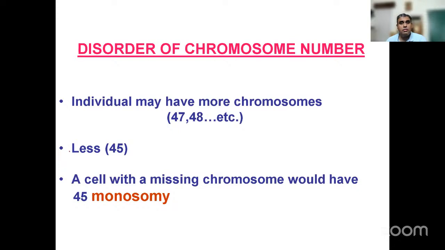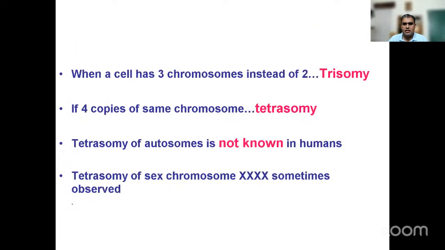Disorders in chromosome number, so there was number, structure and different cell lines. Let us start with the number. So individuals may have more chromosomes or fewer chromosomes. A cell with a missing chromosome would have 45 chromosomes, monosomy. So you can understand the whole number has changed. Simple as that. Some terminologies of how we use it, like we have Down syndrome, Patau syndrome, all that.